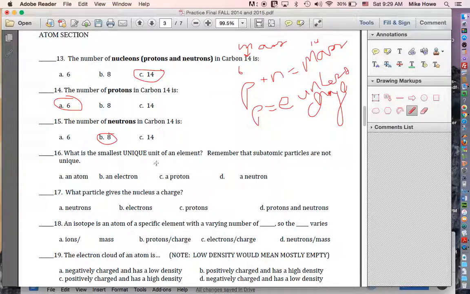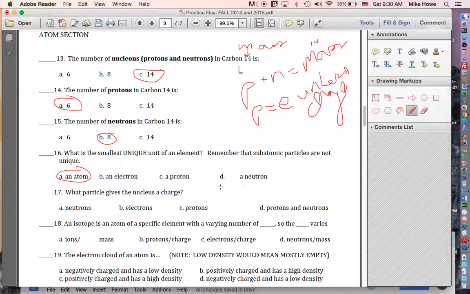The smallest unique unit of an element would be the atom. If you divide an element down into the simplest piece you could possibly get, like the simplest piece of copper or gold, you would call that an atom. Electrons, protons and neutrons are simpler, but they're not unique. An electron in copper is the same kind of particle as an electron in gold. Atoms are unique.